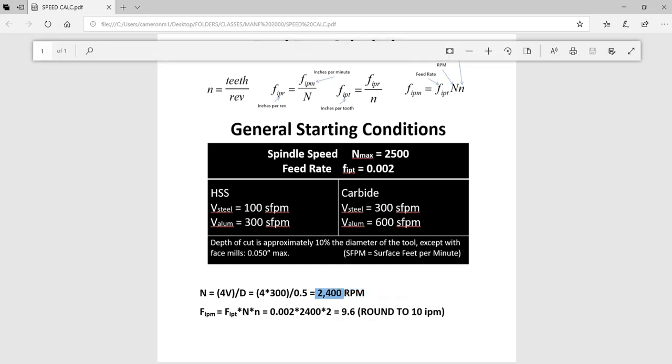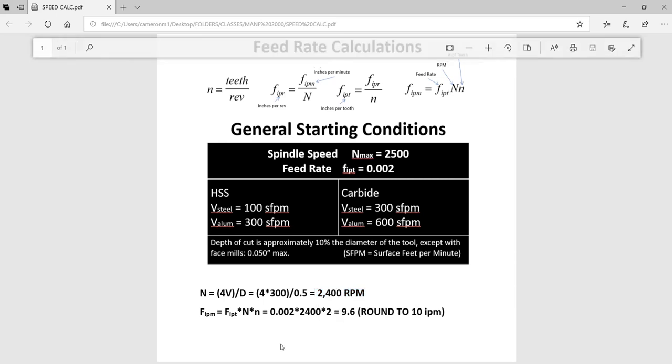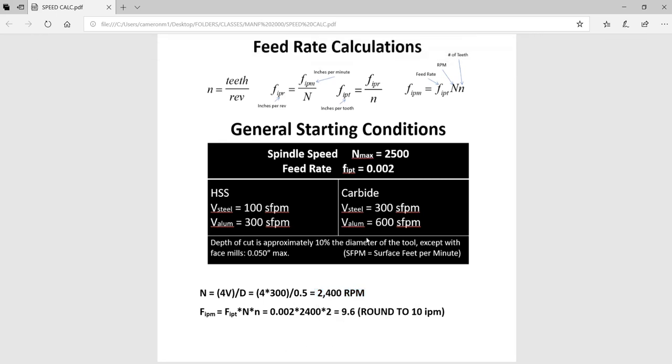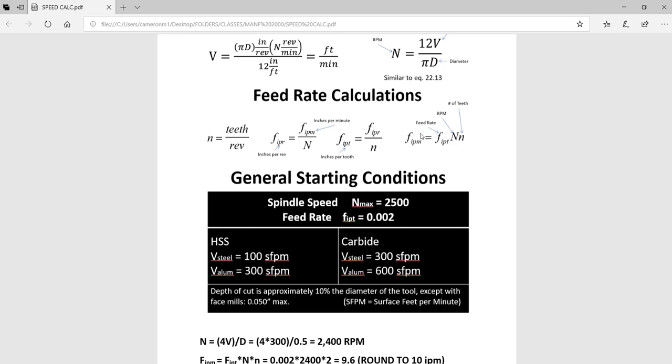So we're going to assume 2,400 RPM as our spindle speed. Now let's calculate our feed rate. Our feed rate in inches per minute is calculated by the feed in inches per tooth, we'll talk about that in a second, times the RPM that we just calculated, times the number of teeth that we have. Our inches per tooth is how far each tooth is moving into the material per cut.